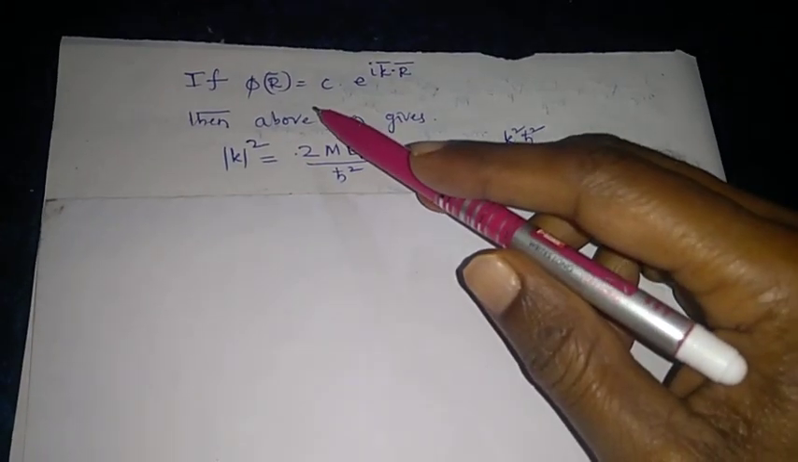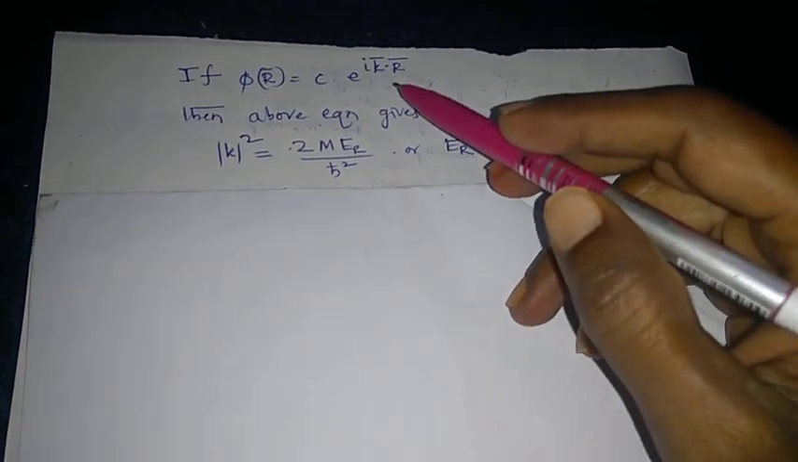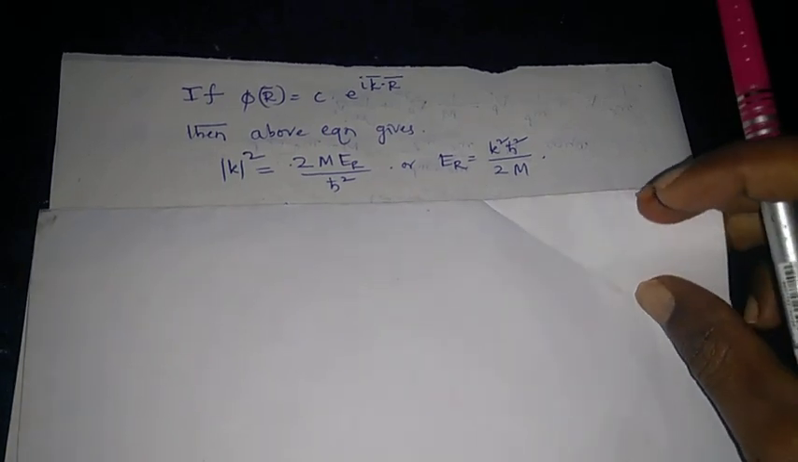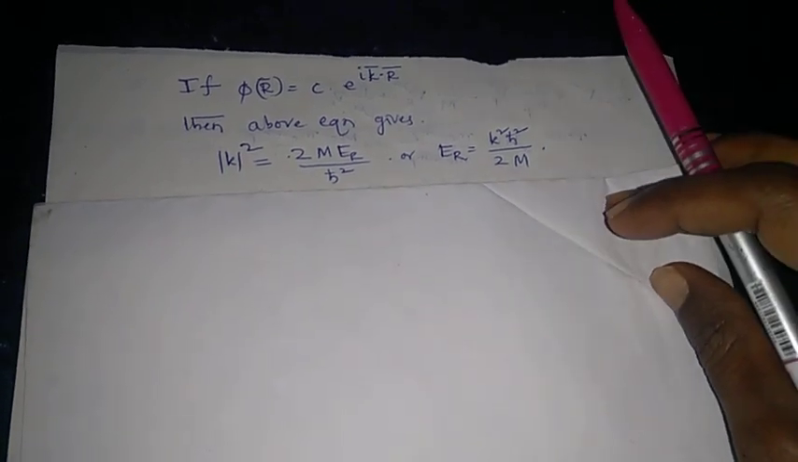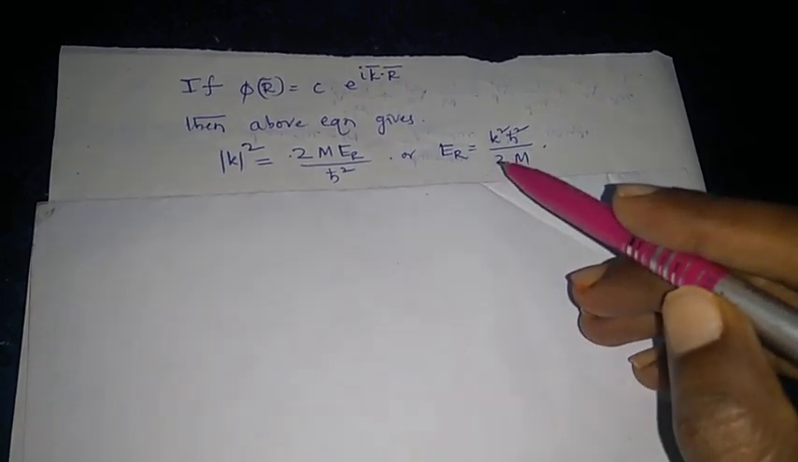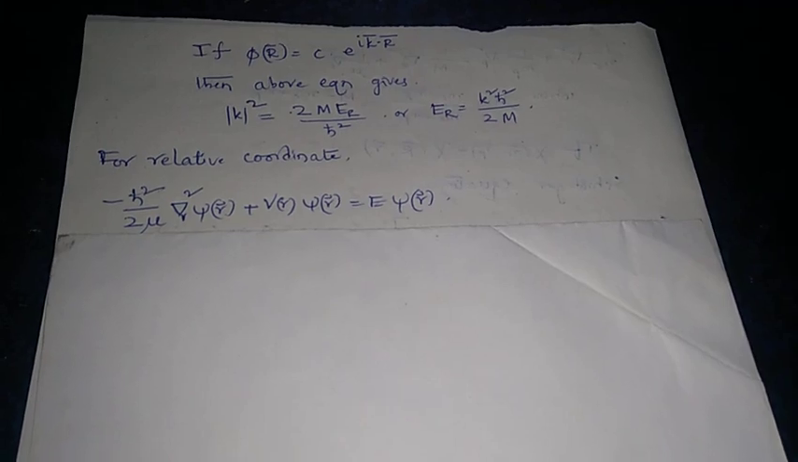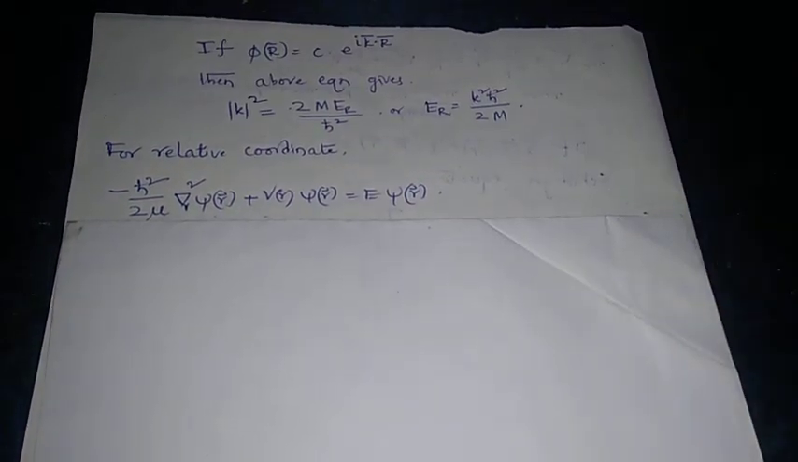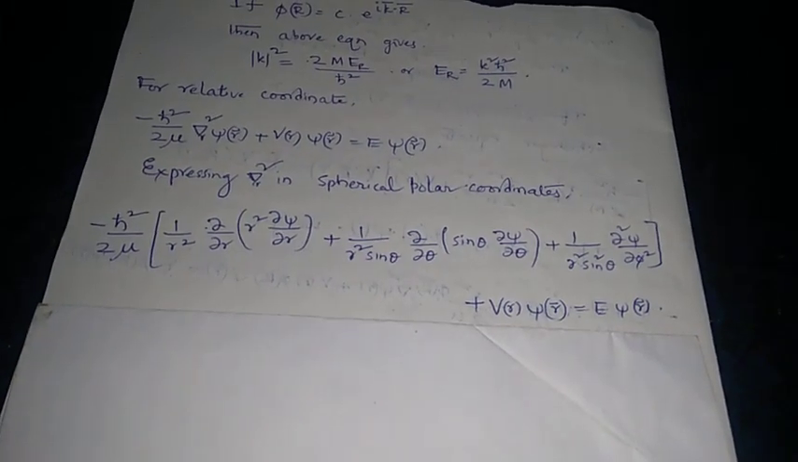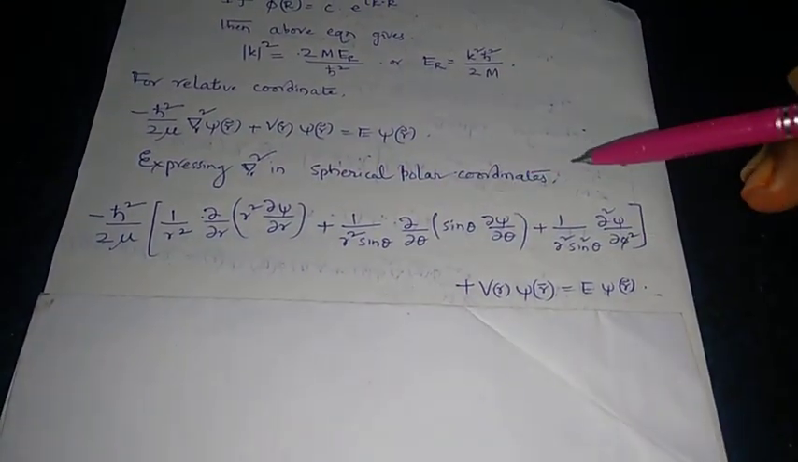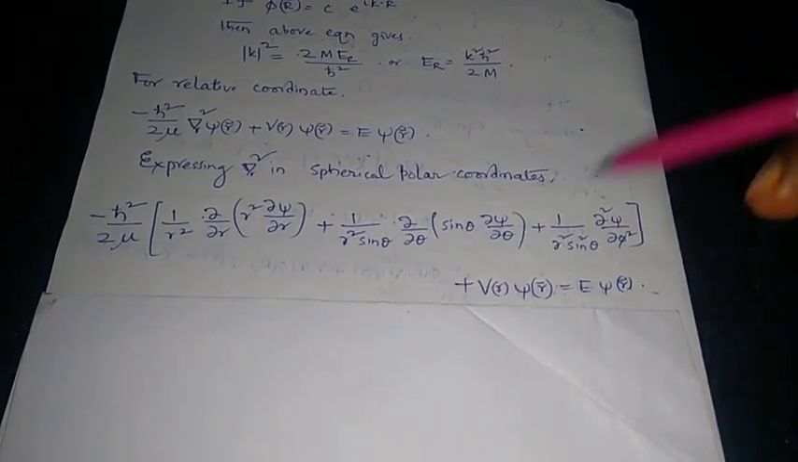And if you actually take phi of r as a plane wave like this, then the above equation for the capital R coordinates will give you this E sub r equal to this quantity. And for the relative coordinate, we have this differential equation for psi of r. And if we express this del square in spherical polar coordinates, we get this expression here.